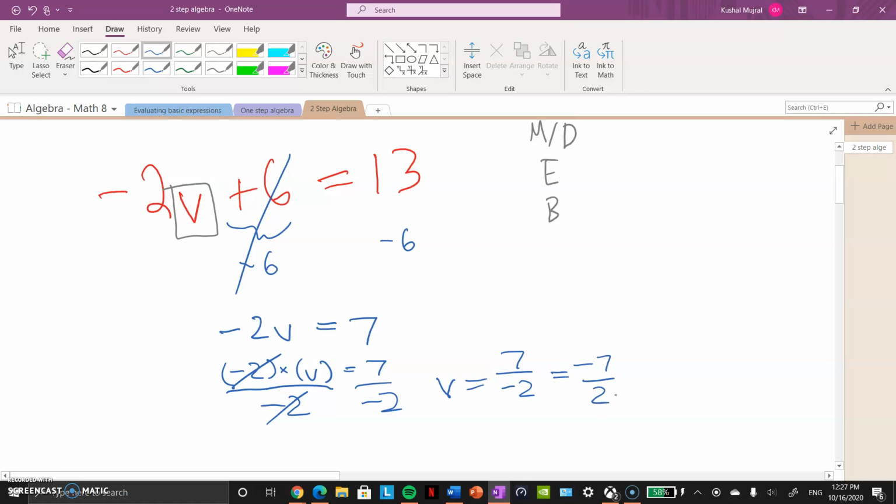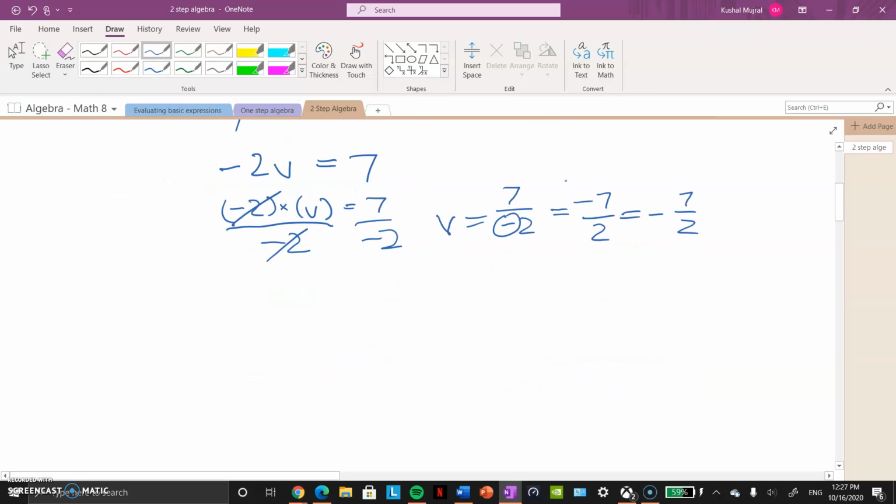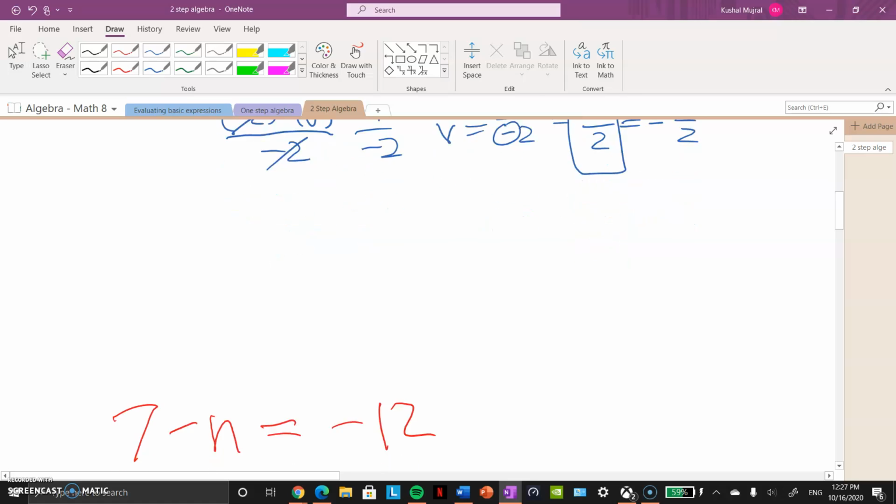So the reason I'm writing negative 7 over 2 is because usually we like to have this negative on the top. It's standard notation for mathematics. But yeah, it doesn't really matter where you have it. It could be on the top, it could be on the bottom. You could even just write it like negative 7 over 2 like that. But usually it's preferred to be like this with a negative on the top.